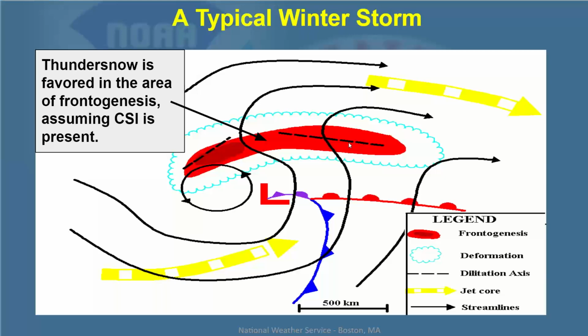And so the thundersnow again is favored in the area of frontogenesis, assuming your conditional stability is present. In this case, notice the frontogenesis that is surrounded by the cloud-like shape. That's your area of deformation. Basically, if you think about it, it's where you stretch the air mass a little bit, given the differences in wind speed and direction.